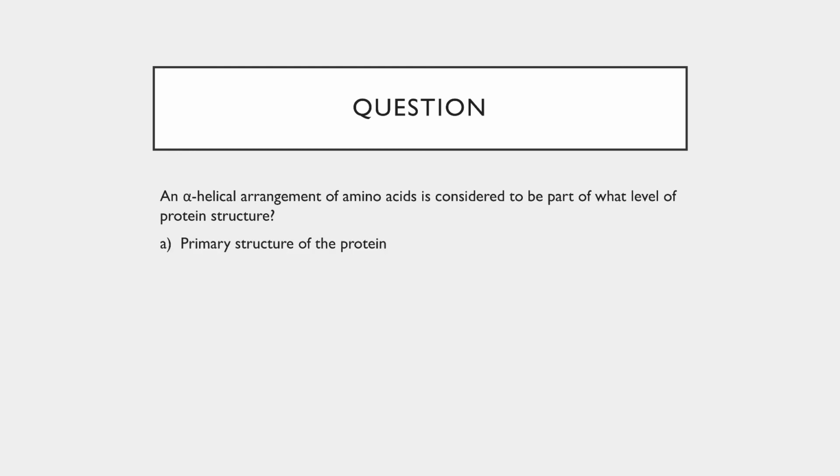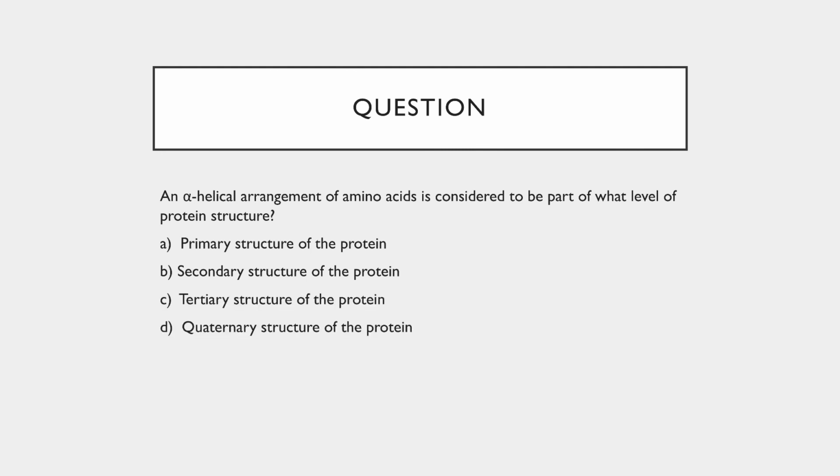Primary structure of the protein, secondary structure of the protein, tertiary structure of the protein, or quaternary structure of the protein. If we remember from earlier, an alpha helical arrangement of amino acids is considered to be part of the secondary structure of the protein. This is a classic secondary structure in addition to beta sheets. And this finishes our discussion of protein structure.